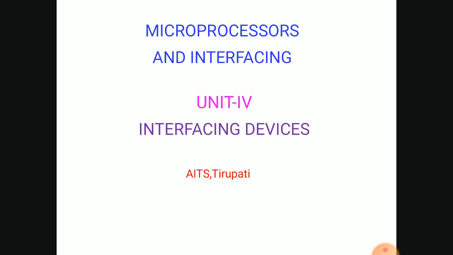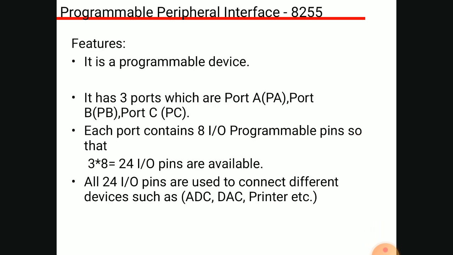The device which is used for the purpose of interfacing is called an interfacing device. One such type of interfacing device is the 8255 programmable peripheral interfacing device. It is called a programmable peripheral interfacing device because it is used for interfacing multiple peripherals by means of programming done in the register present in the 8255, and that is why it is called a programmable device.